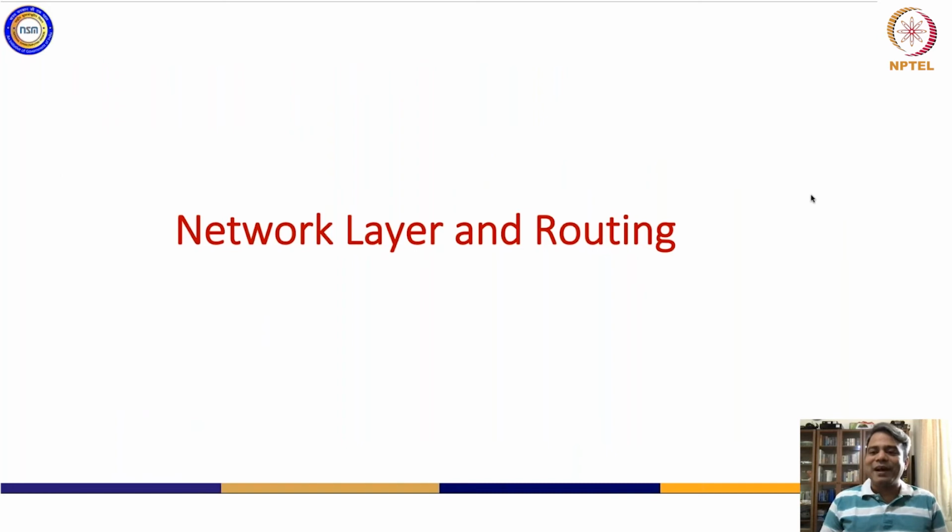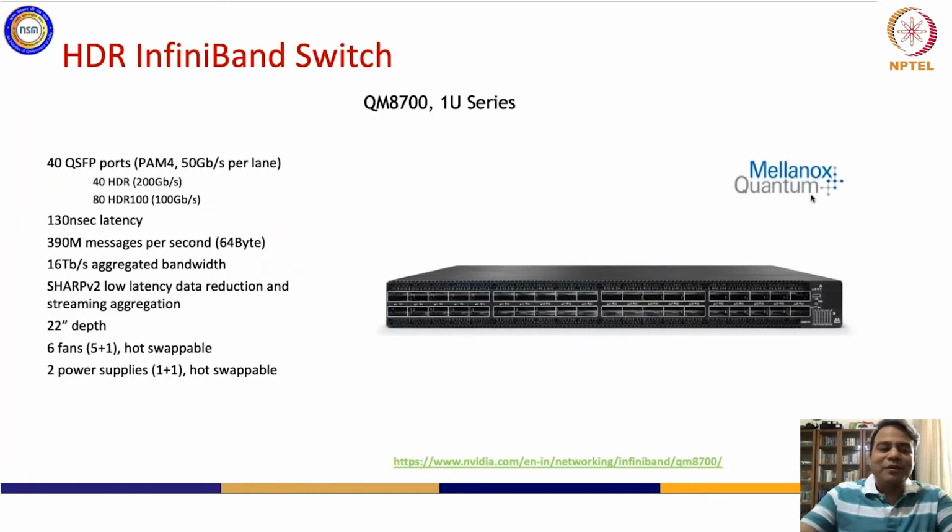Let's say we have created good enough physical media and we are able to send data from one point to the other. But when you are trying to create a cluster, it is not point to point, as I mentioned previously, right? So you need to connect it to some element. So on top of the physical layer, now comes the network layer and routing. Before we get into the network layer, we need to look at a switching element.